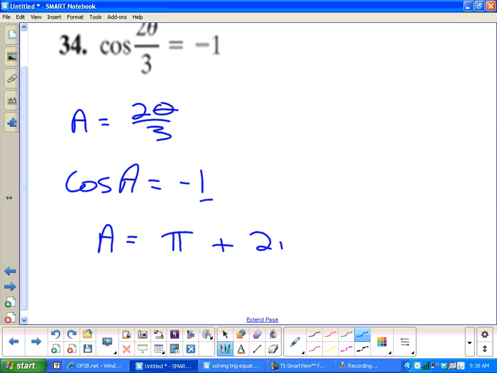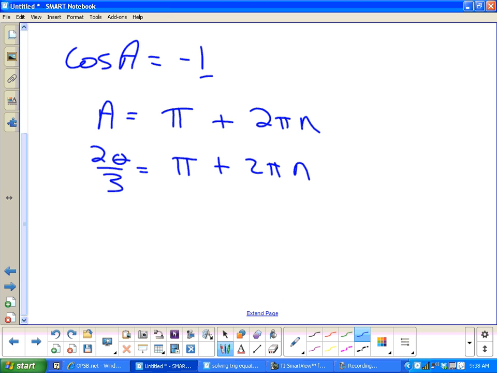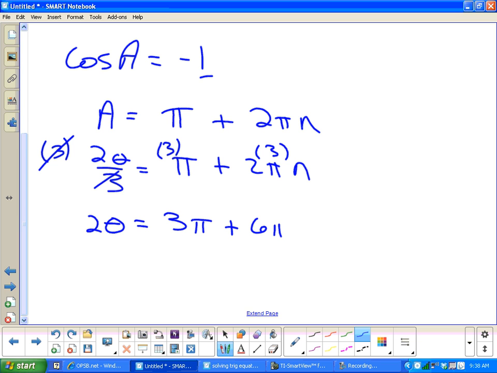Okay. Now, what is A really? 2 theta over 3. Now we've got to get rid of that 2 theta over 3. Let's get rid of that fraction part first, right? We don't like that fraction there. So let's multiply everything by 3, and that'll go away. So now I'll get 2 theta equals 3 pi plus 6 pi n.